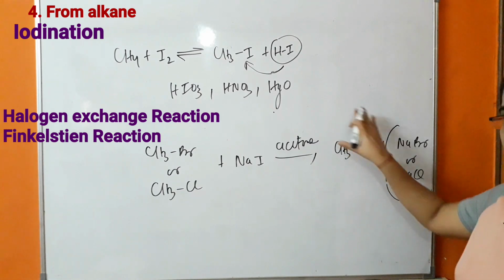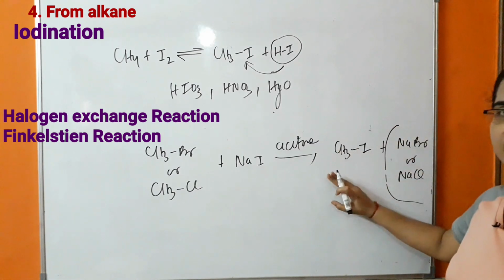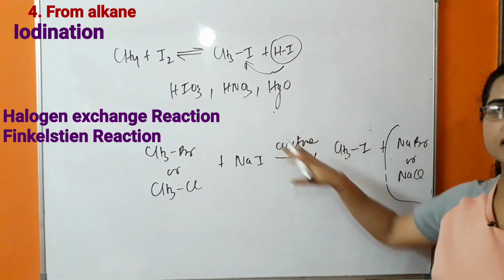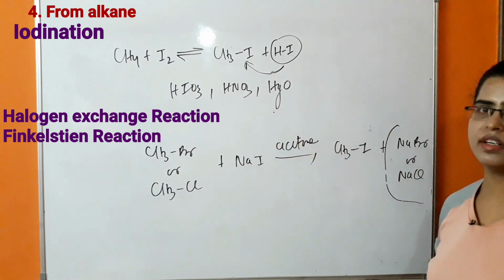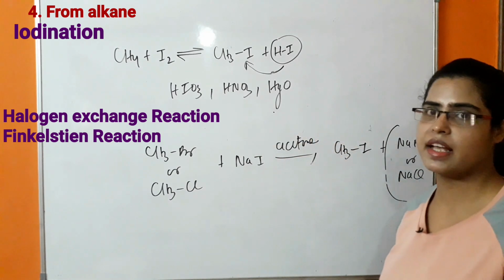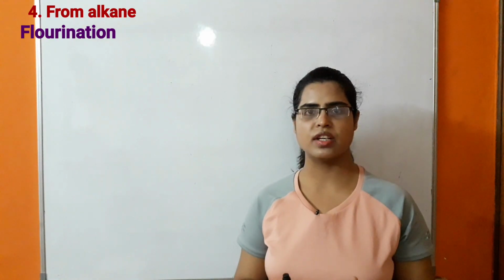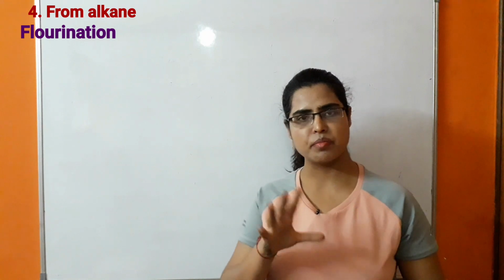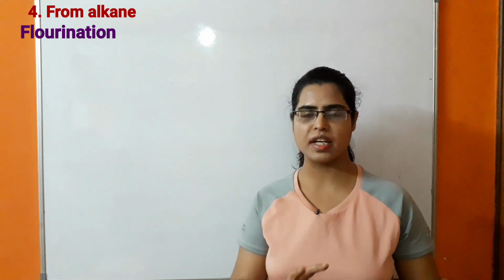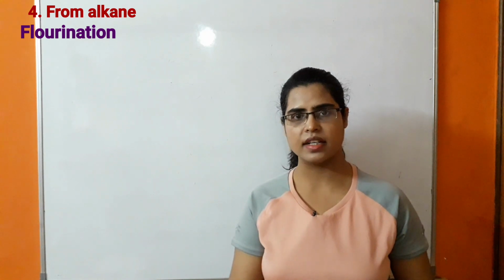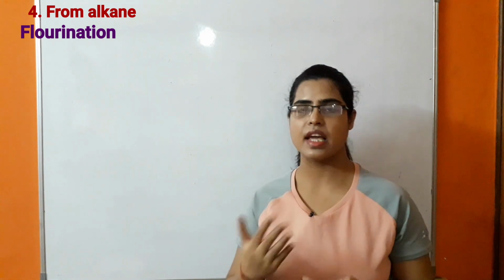Because of that, the production of methyl iodide is increased by this halogen exchange method. This reaction is also named as Finkelstein reaction. Next halogenation reaction is fluorination of alkane. In this case, in the presence of pure fluorine, when alkane is reacted, this reaction is highly explosive.